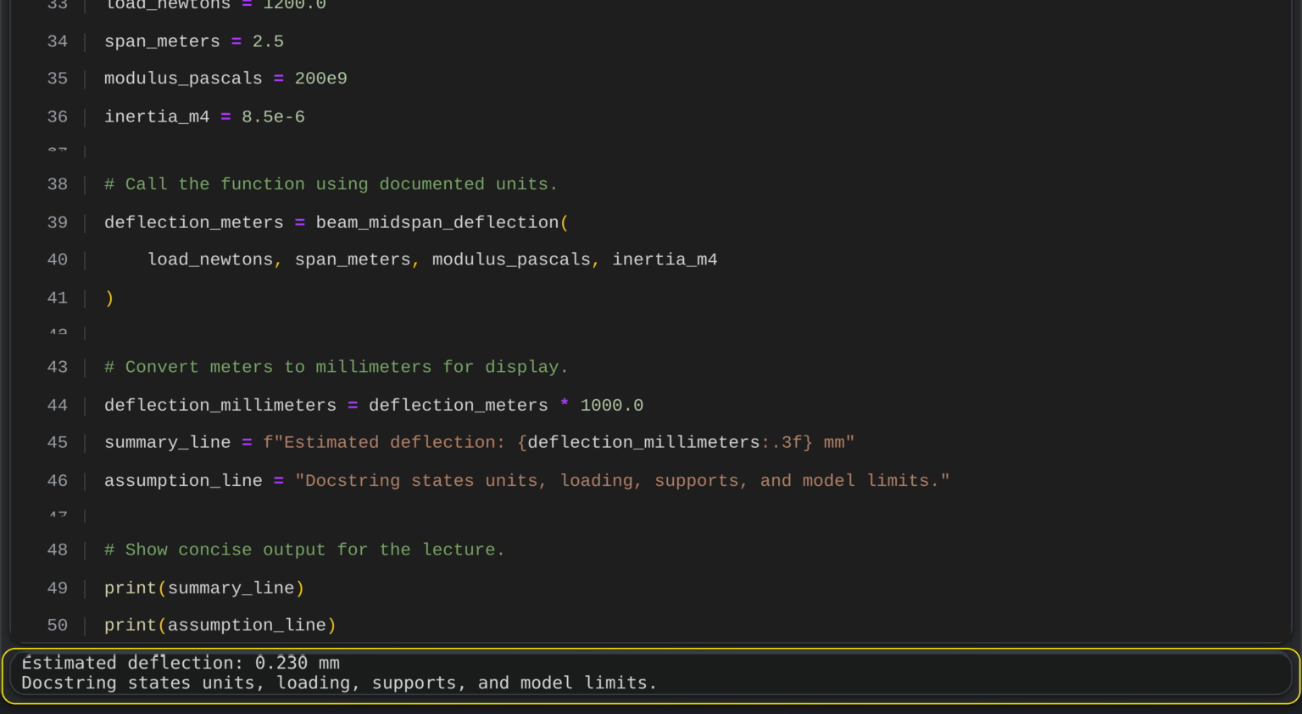This script estimates the mid-span deflection of a simply supported beam with a central point load. It checks that the load, span, elasticity, and inertia inputs are positive, then uses small deflection theory to calculate the deflection. The result is shown in millimeters, along with a reminder to use consistent units and recognize the model's assumptions.